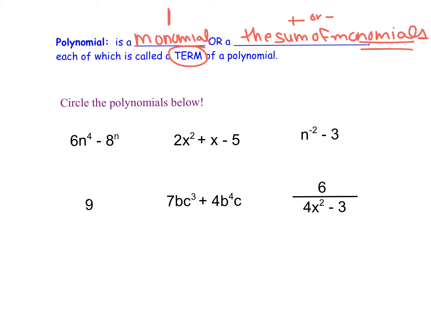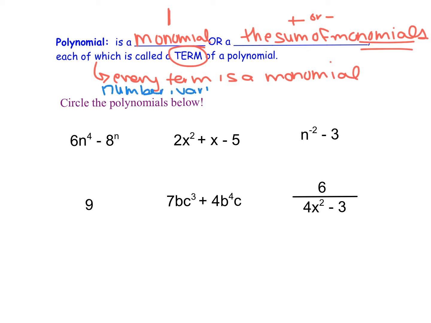Now the key here with a polynomial is every term is a monomial. So it needs to meet the requirements of a monomial, which, if you remember, is a number, variable, or the product of numbers and variables. So we're going to look at each term down below, and if one term does not meet the requirements of a monomial, the whole thing cannot be a polynomial.